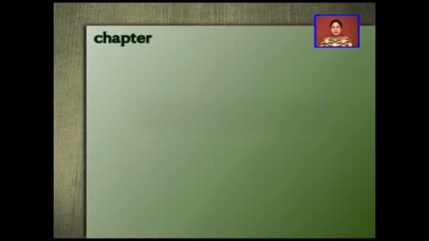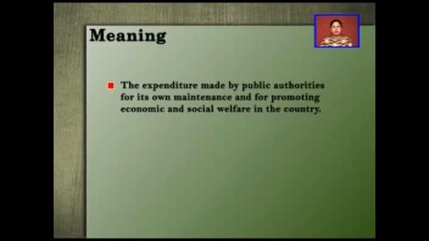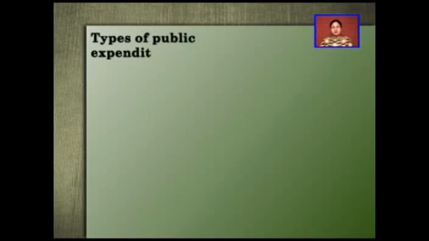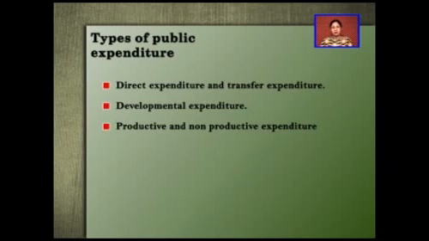Public expenditure is the expenditure made by the public authorities, whether the central government, state government, or the local bodies, for their own maintenance and for promoting economic and social welfare in the country. There are different types of public expenditure, like direct expenditure and transfer expenditure, developmental expenditure and non-developmental expenditure, productive expenditure and non-productive expenditure. Now let's look into the details of each one.